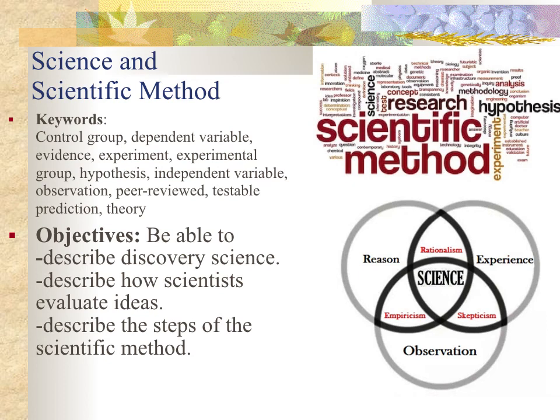And so here I have two little things. The top one is a word map on science, and the bottom one is a Venn diagram, kind of a simple concept map. You don't have to memorize them. They're just kind of showing you what is science.